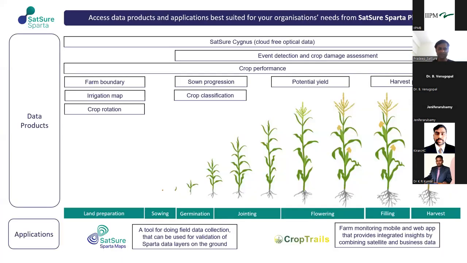So this is another part of how we are generating the products I showed earlier. Farm boundaries, irrigation maps, all these kinds of data sets we are generating through satellite data. Land preparation, sowing, germination, jointing, flowering, filling and harvest: all these stages are available from the crop side. So these are the stages. What are we using? We are using satellite data that covers the whole area.